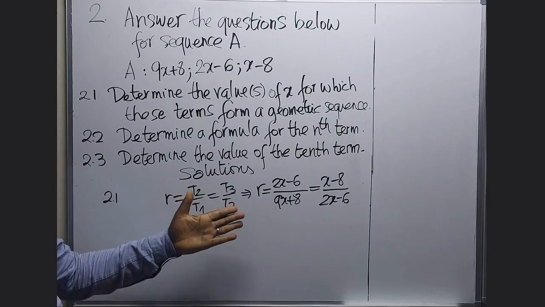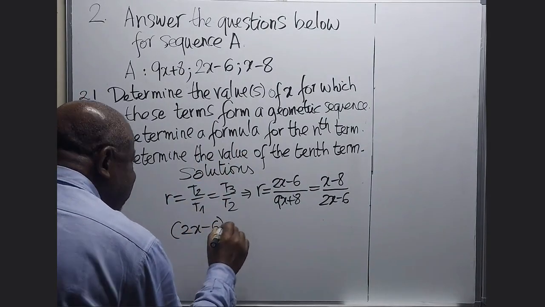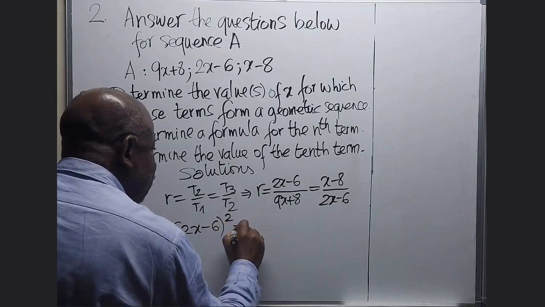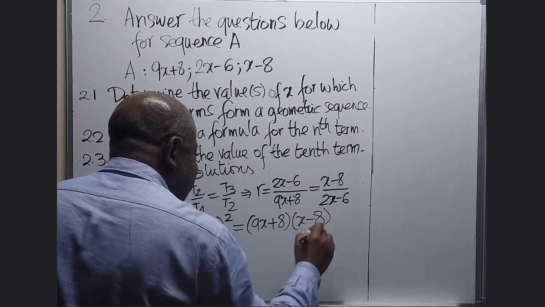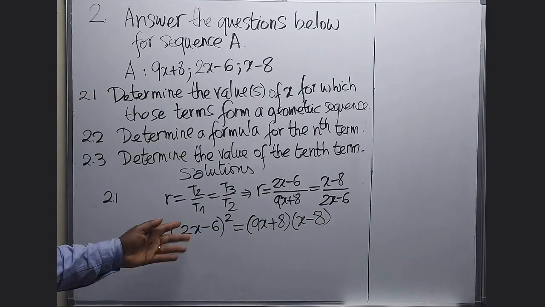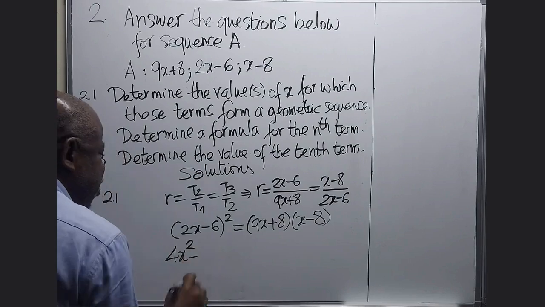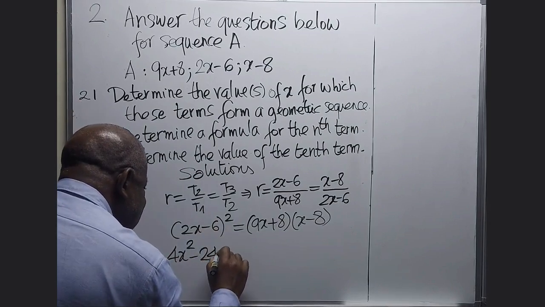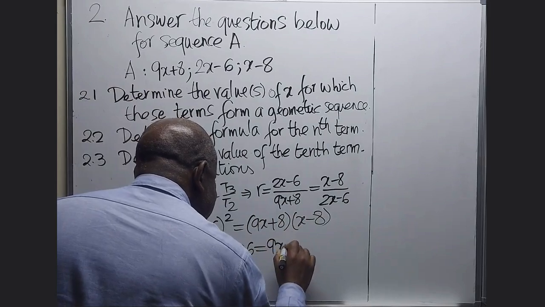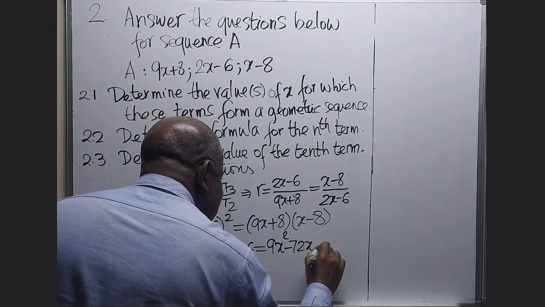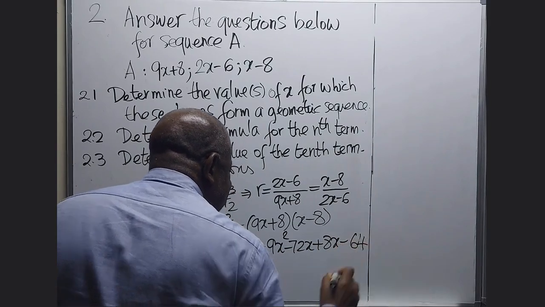So, solving for x, we're going to cross multiply. So I'll be getting 2x minus 6 times 2x minus 6, so it's going to be squared, and then we'll have 9x plus 8 times x minus 8. Squaring this left-hand side, here we will be having 4x squared minus 12 times 2, 24x plus 36. This will be equal to 9x squared minus 72x plus 8x minus 64.